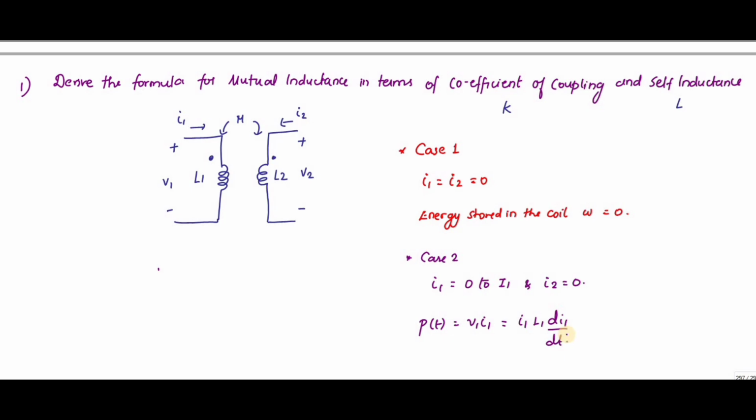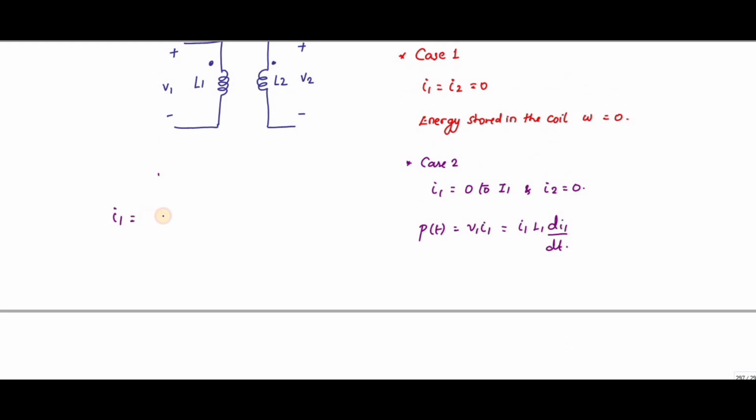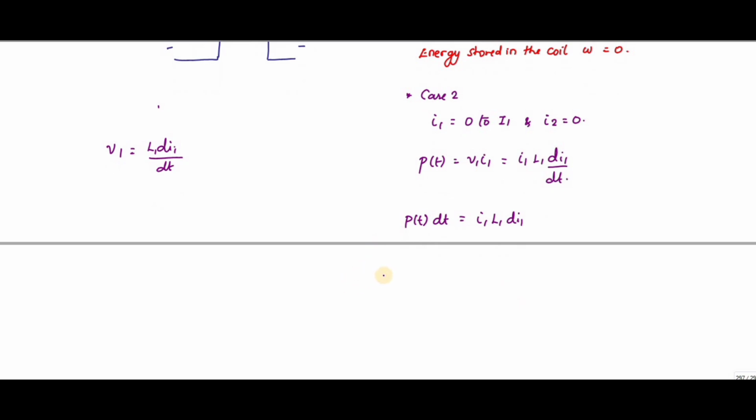Since V1 is equal to L1 dI1 divided by dt, I can write P of t dt as I1 L1 dI1. If I integrate P of t into dt, that is nothing but the energy. That is equal to L1 times the integration, where t goes from 0 to t and the current goes from 0 to I1.